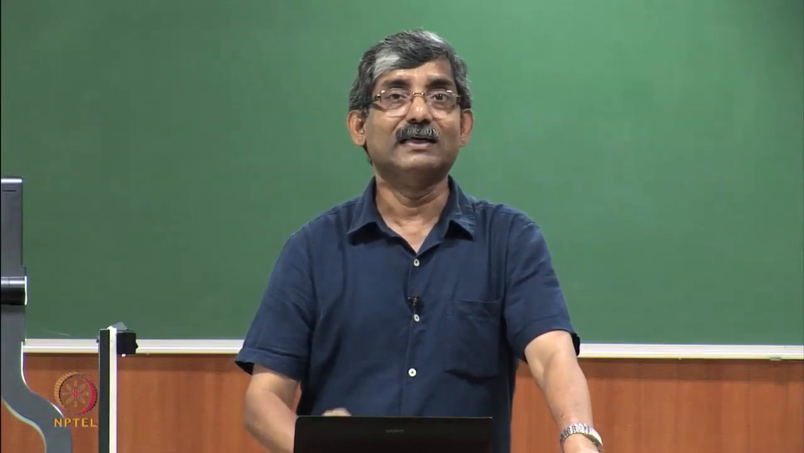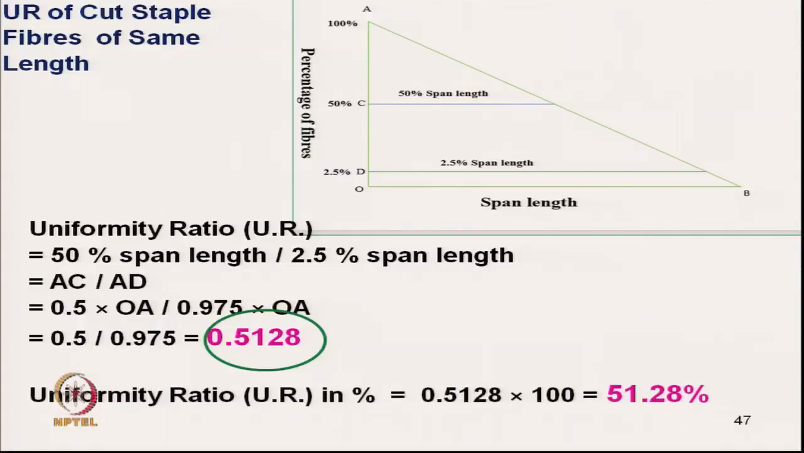And if we want to know the uniformity index, what is that? Uniformity index is the ratio of the mean length by the upper half mean length. Now, the uniformity ratio is in percentage, it is 51.28%. This 0.5128 is 51.28%.